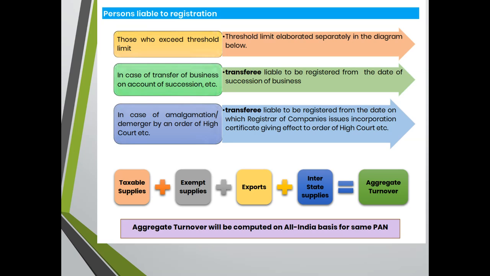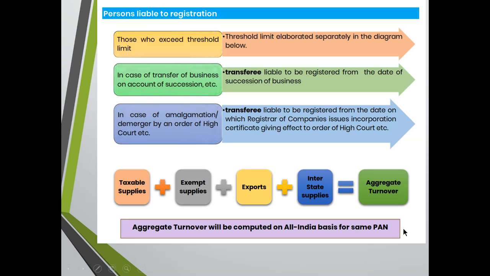How to compute aggregate turnover and all, I am not dealing with. Your taxable supply, exempt supply, exports, interstate supply, everything is aggregate turnover. So if that aggregate turnover is more than the basic exemption limit, the basic taxable limit, then you would be required to get registration. So these are the persons who would be required to get registration.